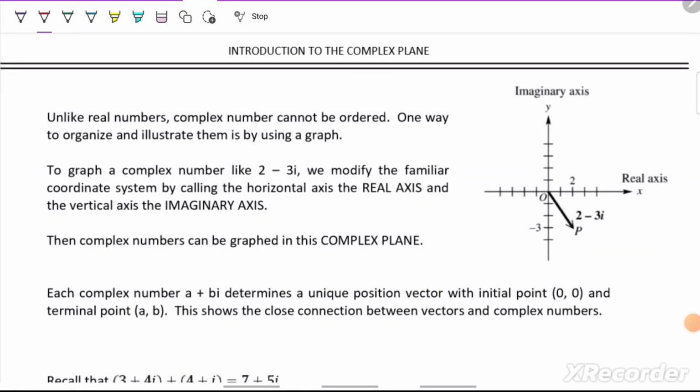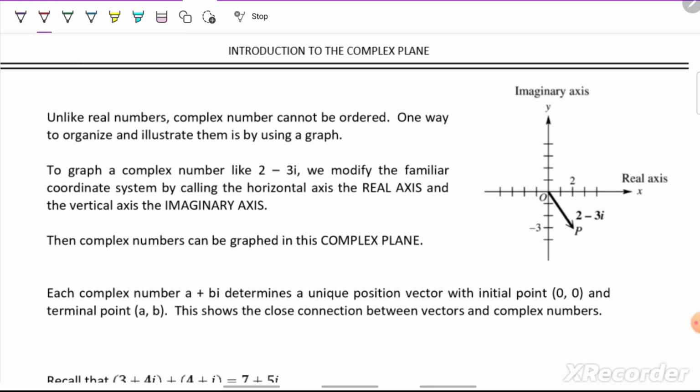This video provides an introduction to the complex plane. Unlike real numbers, complex numbers cannot be ordered. One way to organize and illustrate them is by using a graph. To graph a complex number like 2 minus 3i, we modify our familiar coordinate system by calling the horizontal axis the real axis and the vertical axis the imaginary axis. Then complex numbers can be graphed in this complex plane.